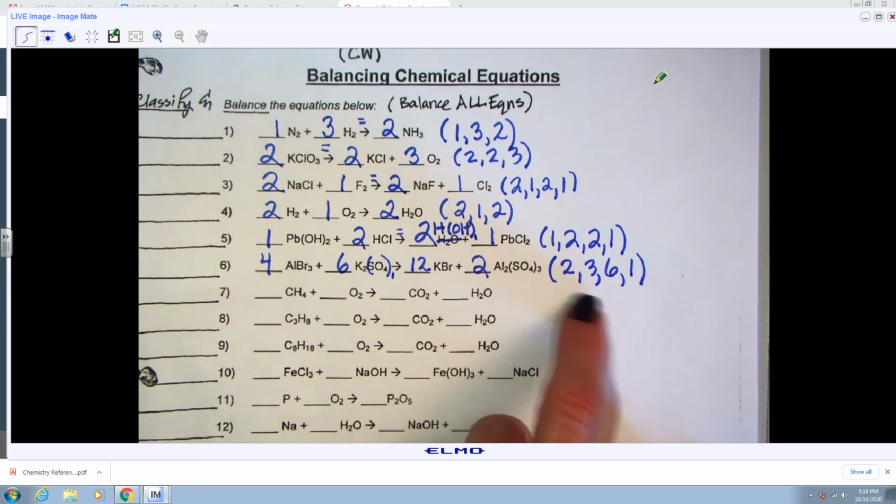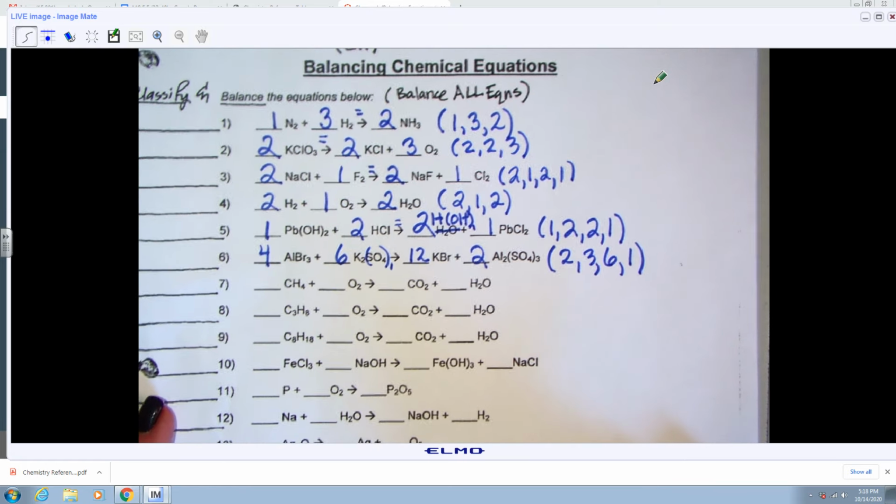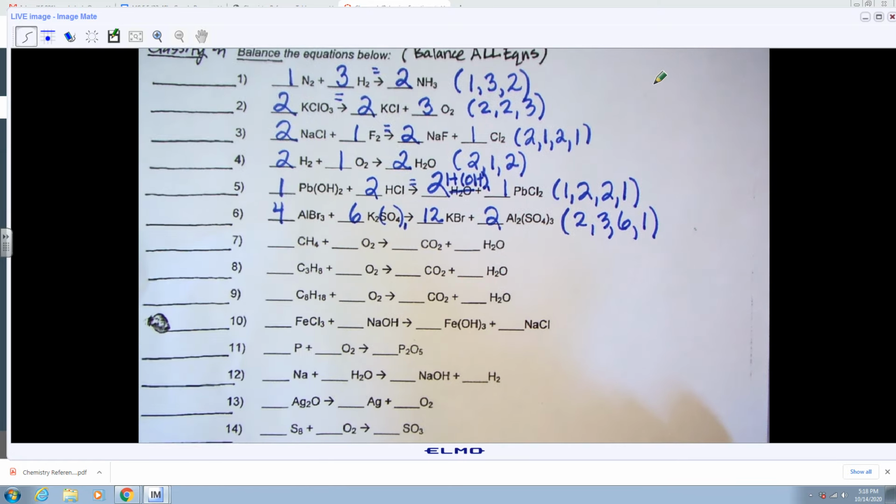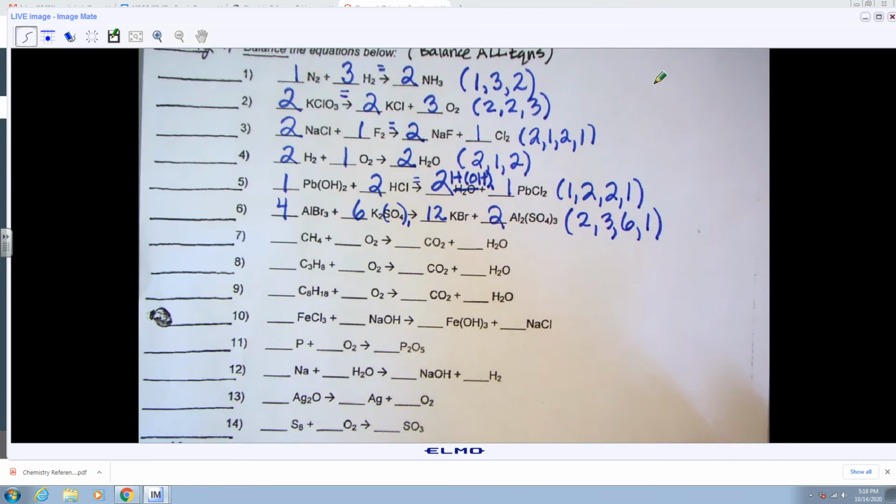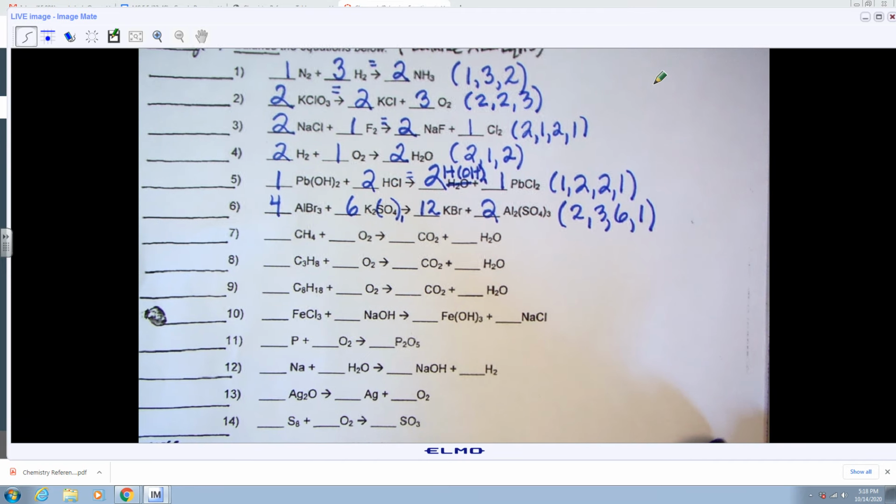Now, some of you may have gotten 2, 3, 6, 1 by doing it another way, and that's fine. There's many ways to balance equations, as I mentioned earlier. I'm just sharing with y'all some strategies. Now, 7, 8, and 9. These are all very challenging type of reactions to balance. We're going to learn that these are in a class of equations or reactions known as combustion reactions.